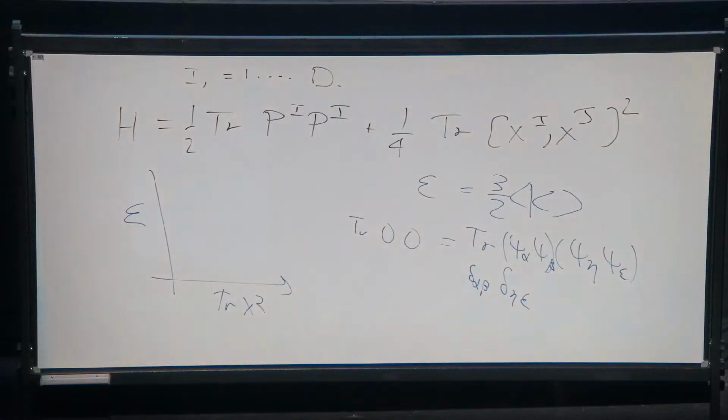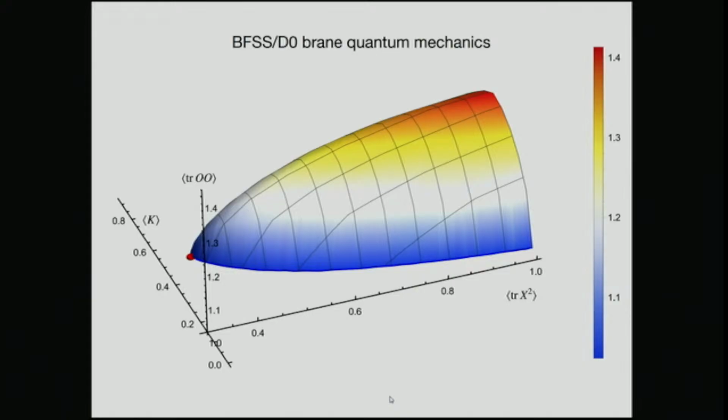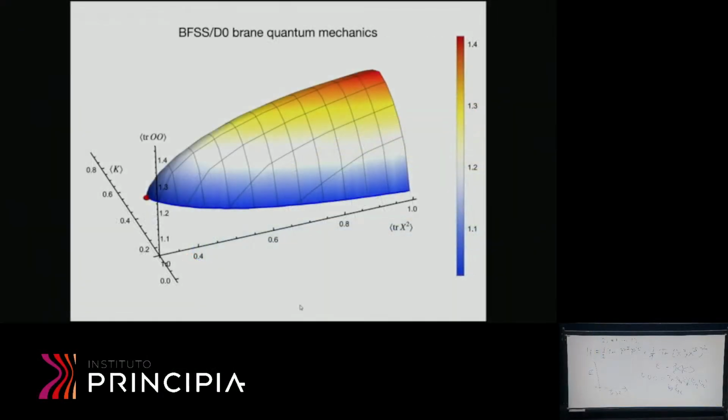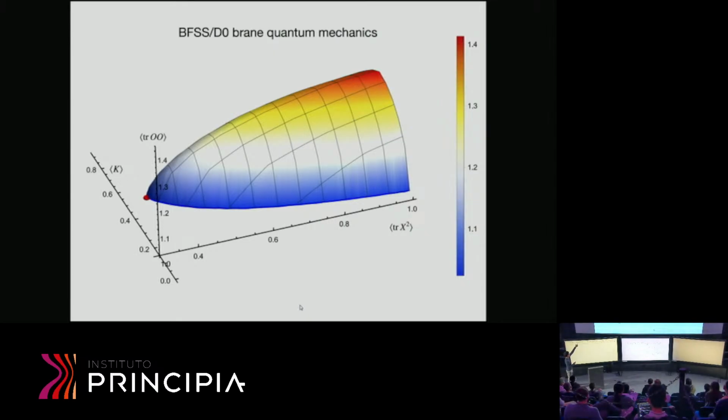Those are some very simple observables. So this observable is level 6, and for the other two, the energy is level 4, the trace x squared is level 2. These are some basis of simple operators that we could plot. And we see the peninsula also extends into the z direction.